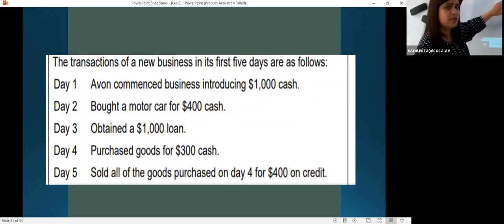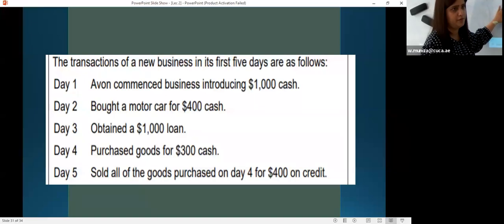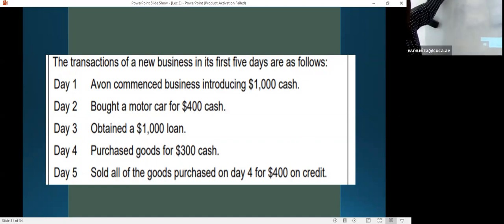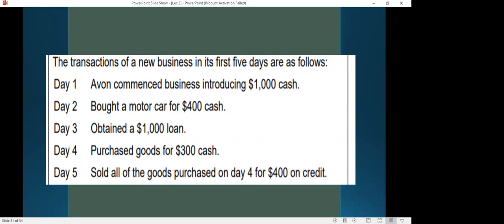There are 5 days in which the transactions have occurred, and you are required to pass the double entry for this. My online students, which thing is fine for you? Shall I write over here on the left side of the board or on the right side? Left side is fine? Yes, ma'am, left side.